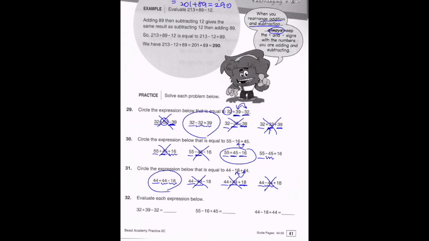Now let's look at problem 32 together. So it says evaluate each expression below. So we're going to rearrange to 32 minus 32 plus 39. And so that is going to give us 0 plus 39, which is equal to 39. And so I want you guys to try solving these two problems. So I'll be giving you guys about 2 minutes to solve both of them, and then we'll go over the solution together.